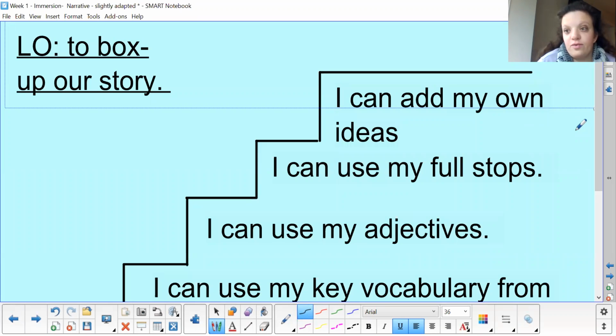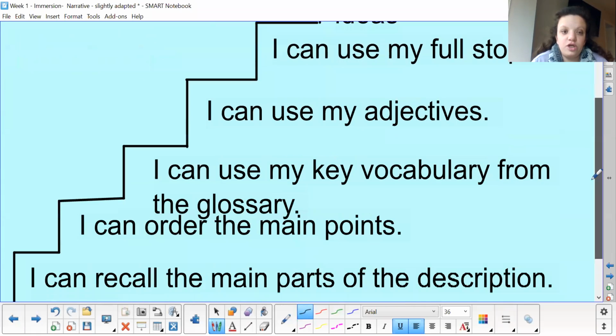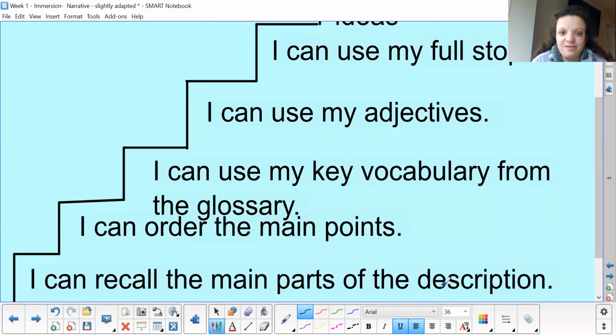So that's our story. That's what we've learned. We're going to box it up today. So you know about box it ups. We've done them lots of times. We're going to put our story into a beginning, a middle and an end. We're going to write some key sentences so that we know exactly what happened in the story. So today we are going to recall the main parts of the story.